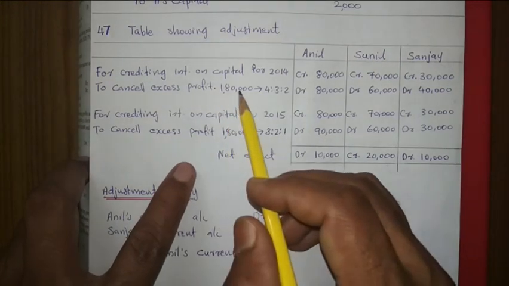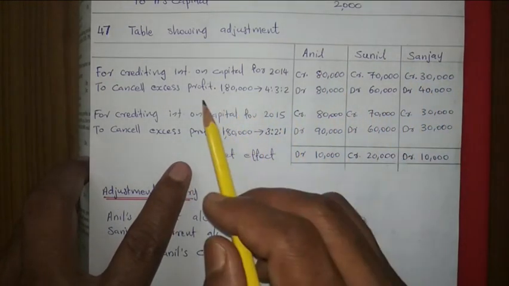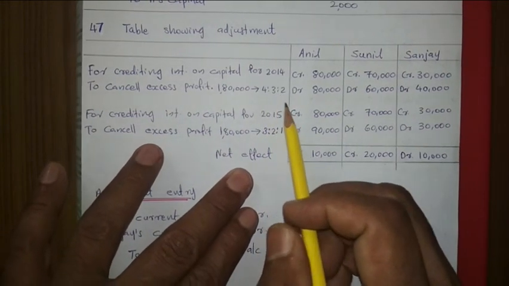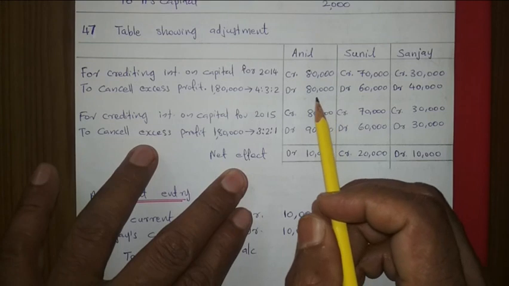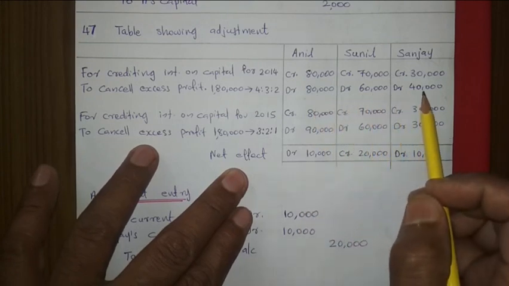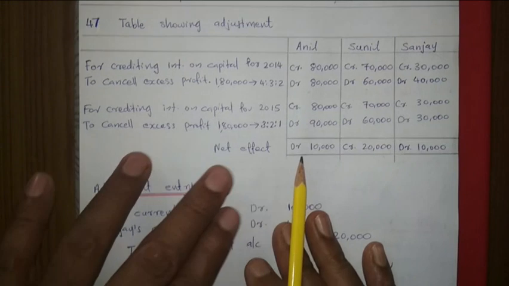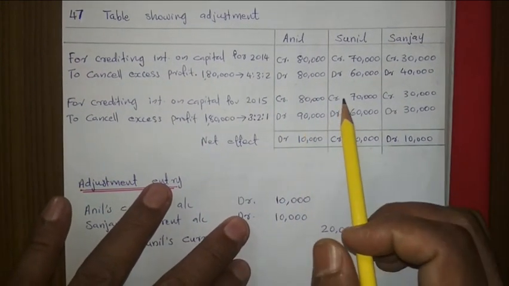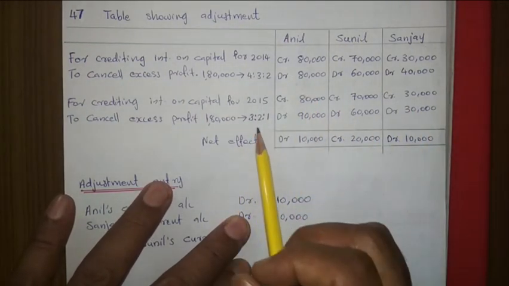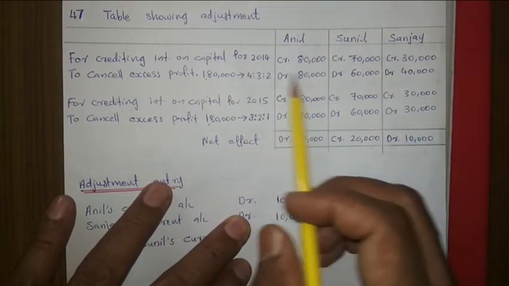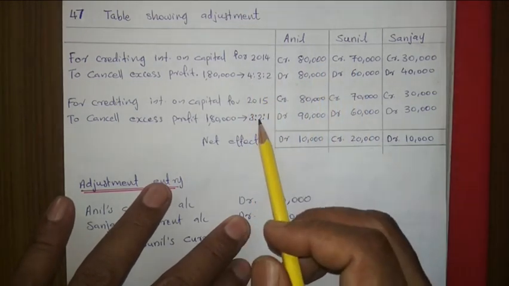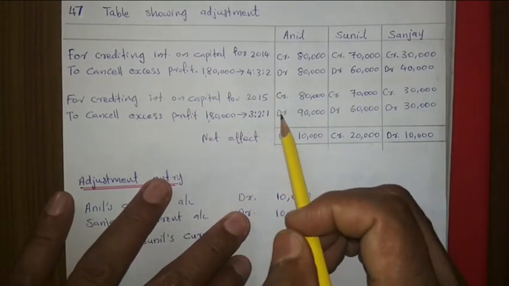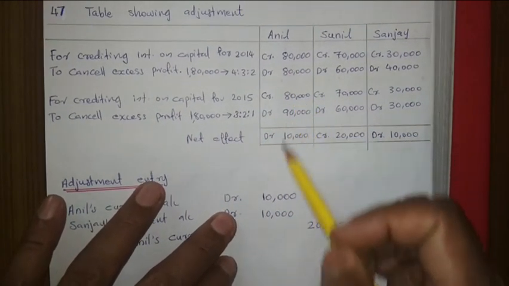So that 1,80,000, the total of this interest on capital, we are debiting in the profit sharing ratio. Profit sharing ratio is 4:3:2. So when we calculate that amount, it is coming 80,000, 60,000, 40,000 respectively. Then we go to the next year. In 2015 also the same amount of interest is coming that we are crediting. Then the second year's profit sharing ratio is 3:2:1. The first year is 4:3:2, so the second year is in this ratio, and the total amount of interest on capital we are debiting. Then we are making the net effect.